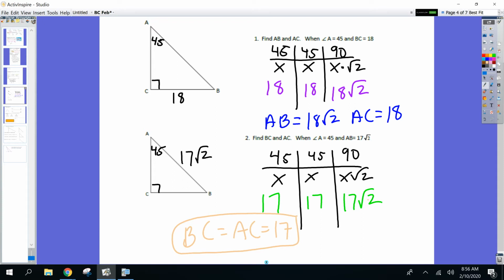Any questions with the 45, 45, 90 special right triangle? Because I have to introduce you to another one now. All good with those rules? Okay, let me introduce you to a new one now.